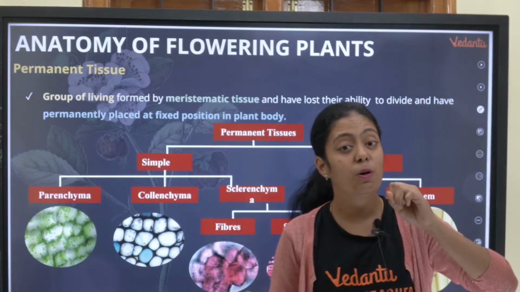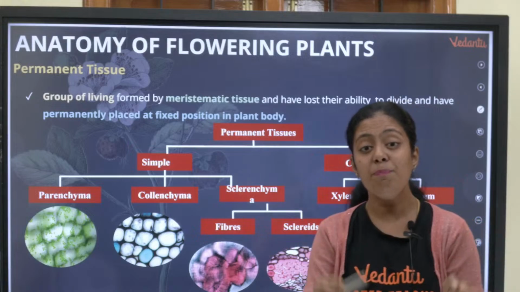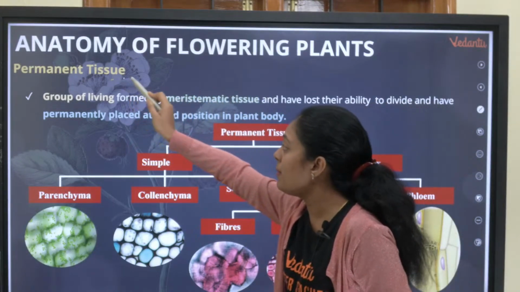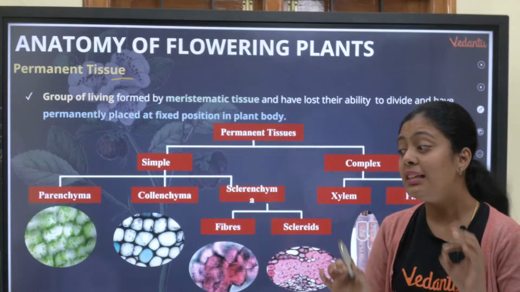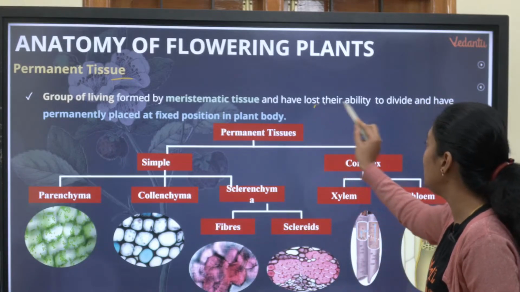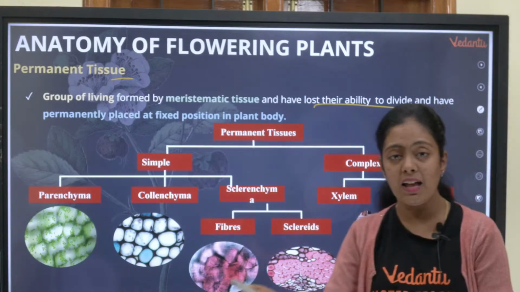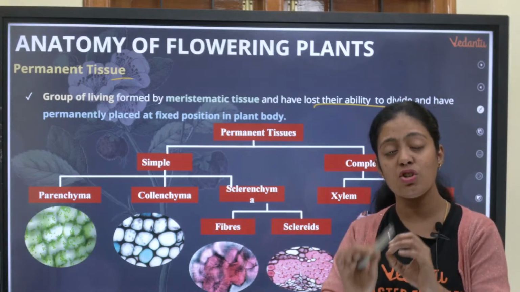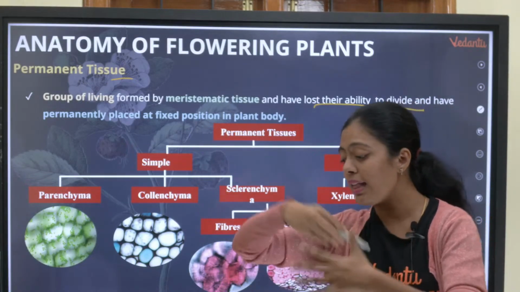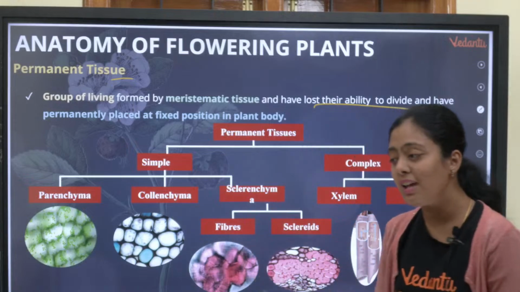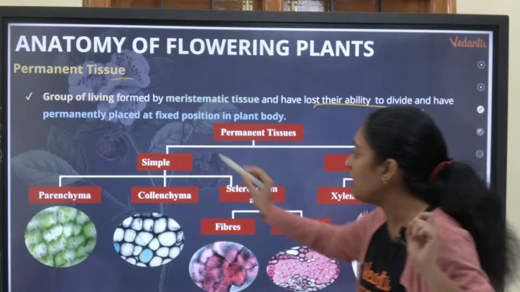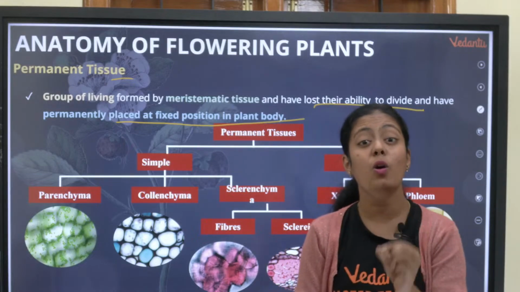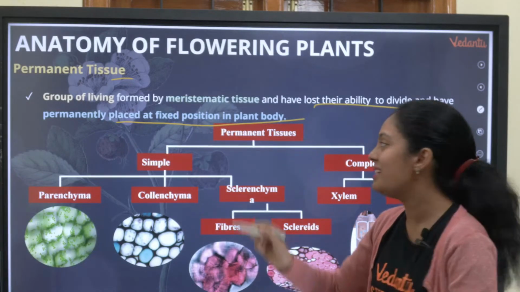Okay, so that is about meristematic tissue. Now we are going to permanent tissue. First, let's say why we call this permanent tissue. They have lost their ability to divide. That's all. They don't enter the cell cycle again. They will grow old and they will die. Very important: they are permanently placed at a fixed position in a plant body. They are called differentiated cells.